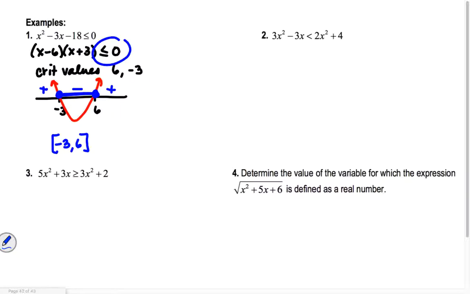Does that make sense? And then I can plug in like 7. 7 minus 6 is positive. 7 plus 3 is positive. Positive times positive is positive. We wanted less than or equal to 0, so it doesn't work. Does that make sense?